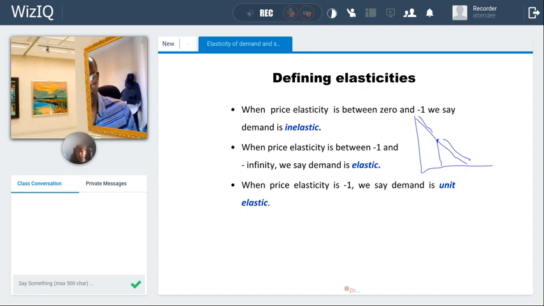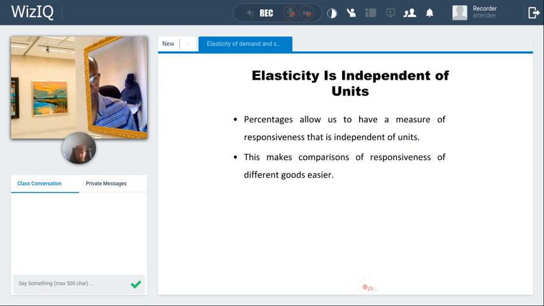Yeah, I did explain this at length last time. So elasticity is independent of units, so there are no units attached to them. Percentages allow us to make a measure of responsiveness that is independent of units. So it's just going to be 1, 2, 3. This makes comparison of responsiveness of different goods easier because we can compare from one to the other.